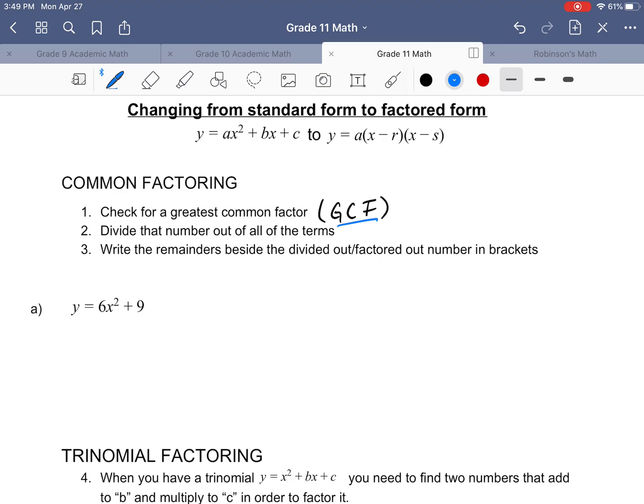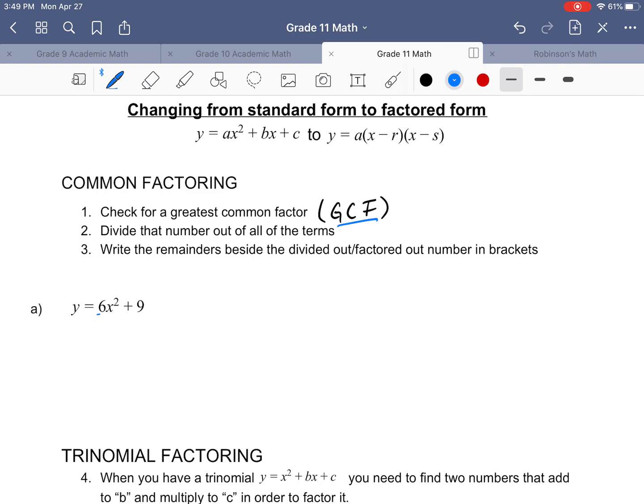The second step is to divide that number out of all of the terms, and the third step is to write the remainders beside the divided out / factored out number in brackets. So we're going to do our example A down below by following all of those steps. So the first step is to check for a greatest common factor.